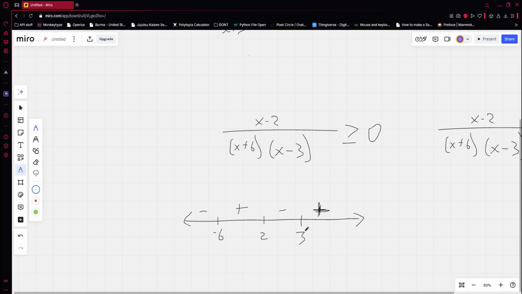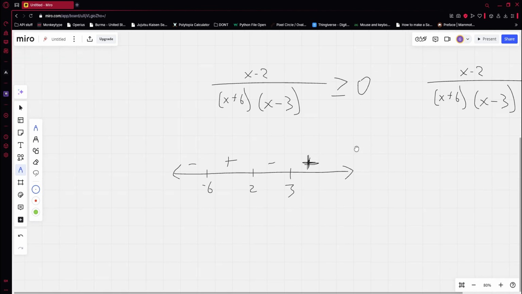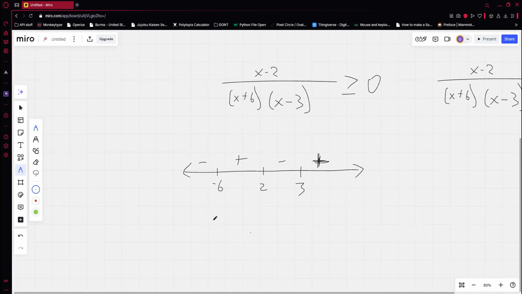Very simple, easy, right? So we need to find what's greater than or equal to 0. Well, this is positive, so we're going to do like that, and then we're going to do like that, except we're not going to do that. And you ask yourself, why? Why aren't we doing that? Well, the problem here is this negative 6.